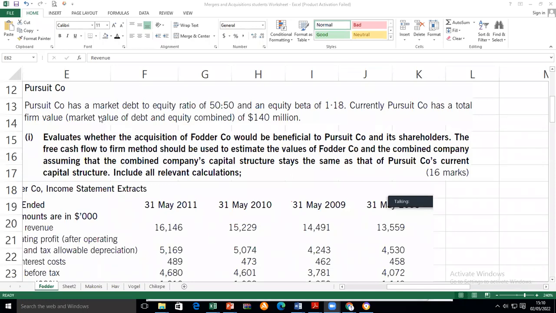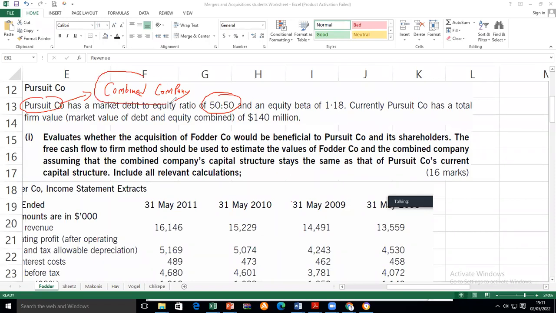So where is Pursuit's current capital structure? Can you all see it? It's here. So Pursuit's current capital structure is the one that we are going to apply to the combined company. And this sort of an adjustment, you're going to find it again and again. There's nothing to panic about it.